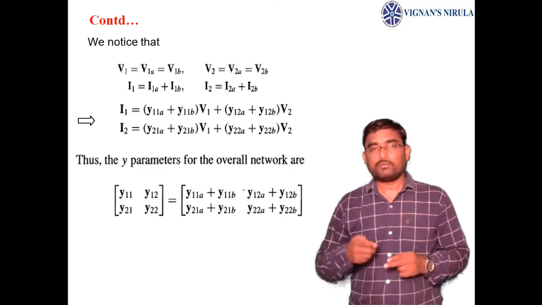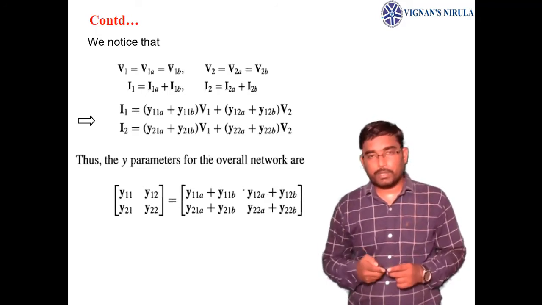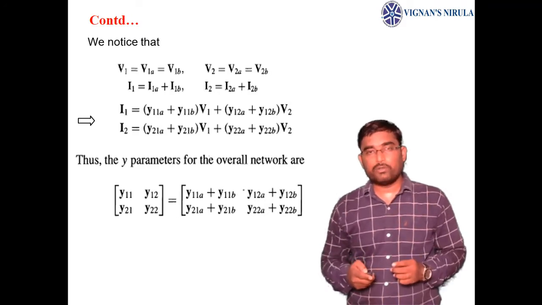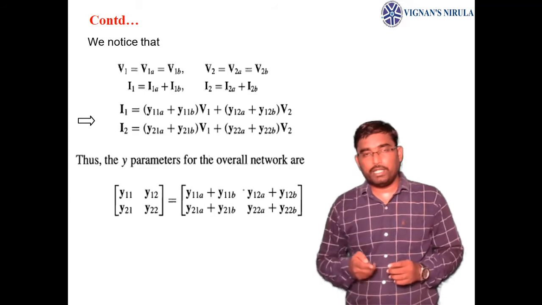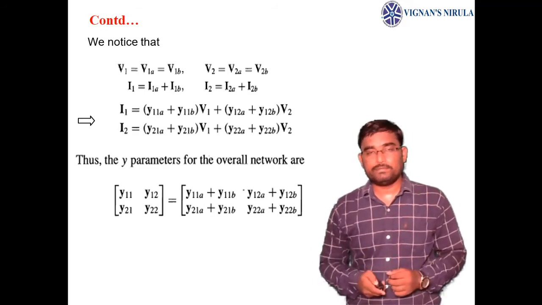In this way, the Y parameters or admittance parameters of parallel connected two-port networks can be obtained by adding the Y parameters of the individual two-port networks.